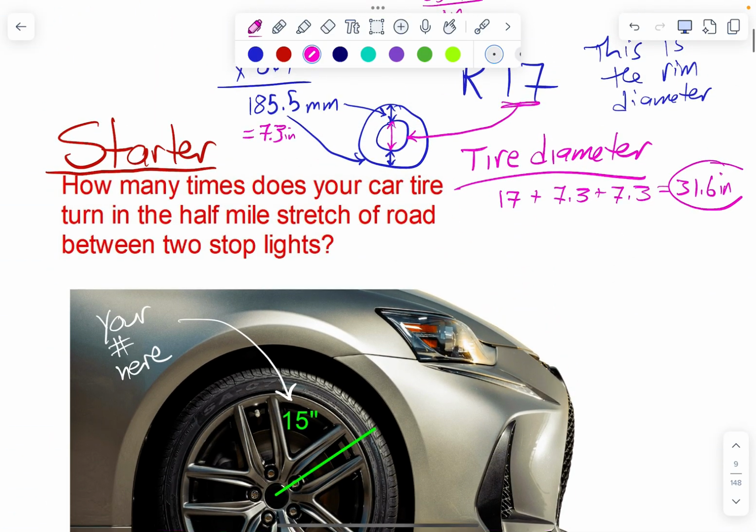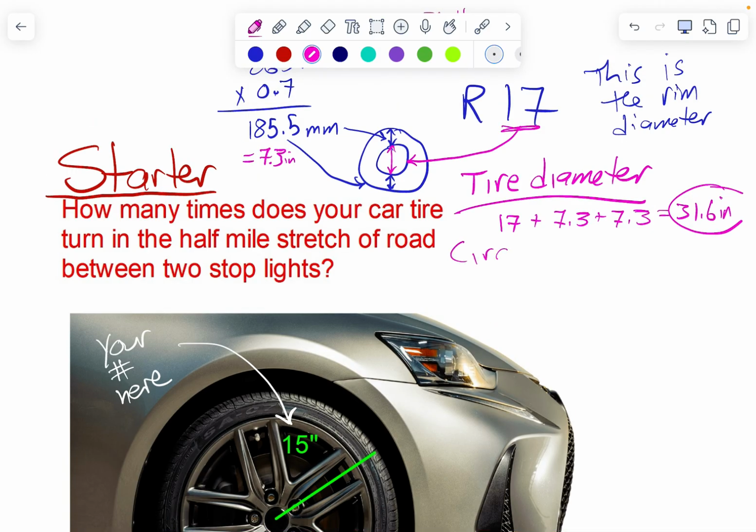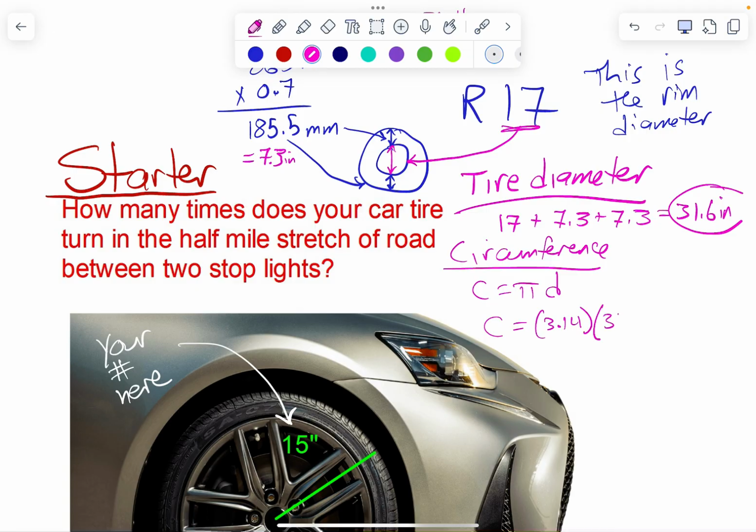So what's that called in a circle? That length of the chain, what is that called? The circumference. Good, let's do that. Circumference. C equals pi times diameter. This is in context, so we don't want it exact with a pi in there, right? Like this is out there on the road. So we're going to say 3.14 times 31.6 inches.